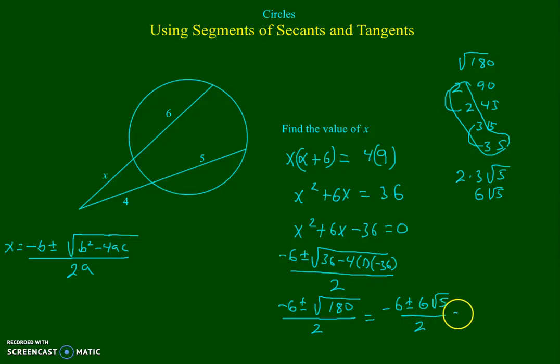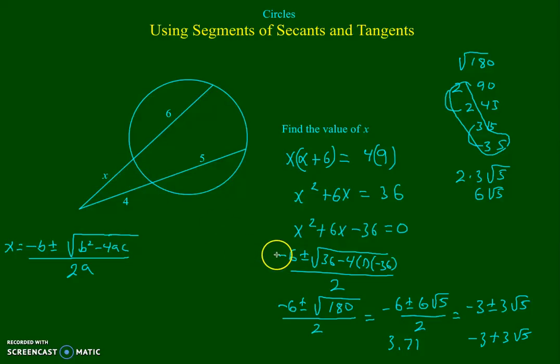We can factor out a 2 here, so that gives us negative 3 plus or minus 3 square roots of 5. Now, since we're looking for a value of x, which is a segment length, we really don't care about the negative value. All we're concerned about is the positive root. So negative 3 plus 3 square roots of 5 is the value of x. If we want to approximate that, we can put that in our calculator, and we get approximately 3.71. So there's our value of x.